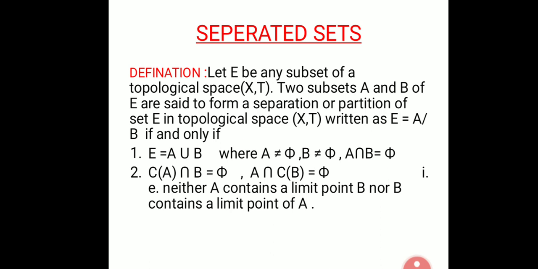Second property, closure of A ∩ B = φ and A ∩ closure of B = φ, that is, neither A contains a limit point of B nor B contains a limit point of A.